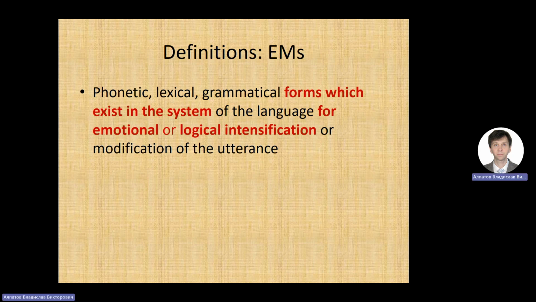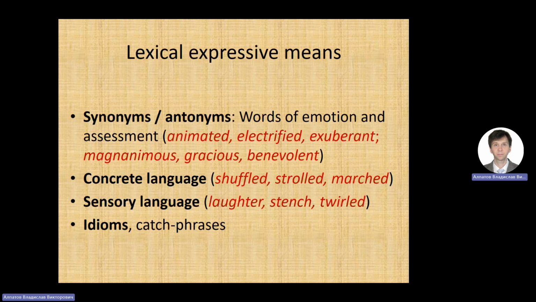Automatically. And unfortunately, there is no time for me to look at the different levels, at the lexical, at the phonetic level and at the syntactical level. But I decided to devote a couple of minutes to lexical expressive means, and we started it last time. So the most frequently cited examples of expressive means on the lexical level are synonyms and antonyms, and among them especially words of emotion and assessment.